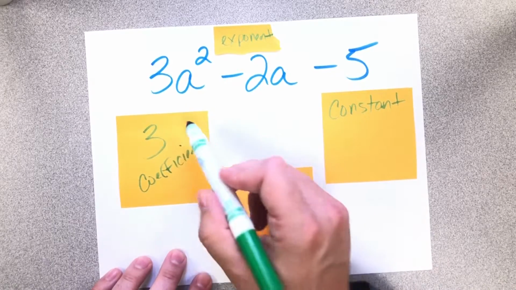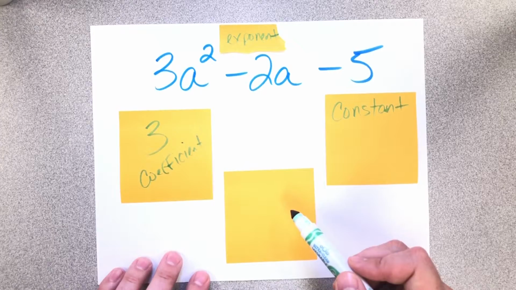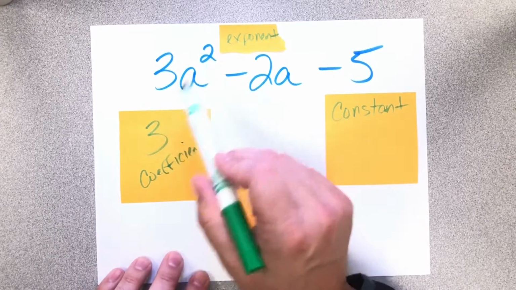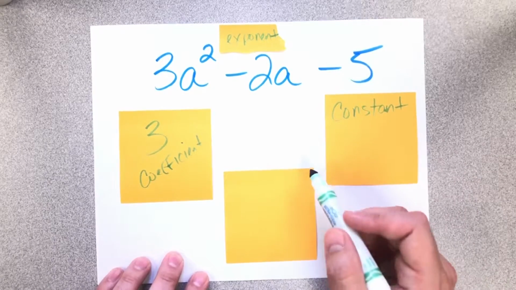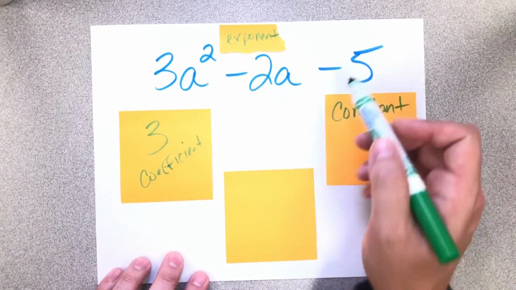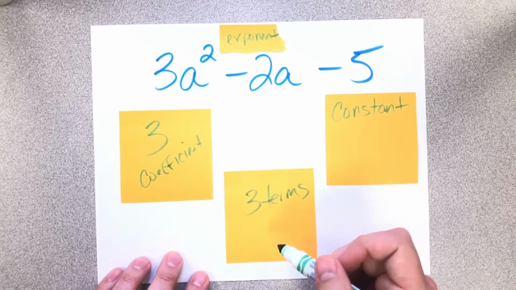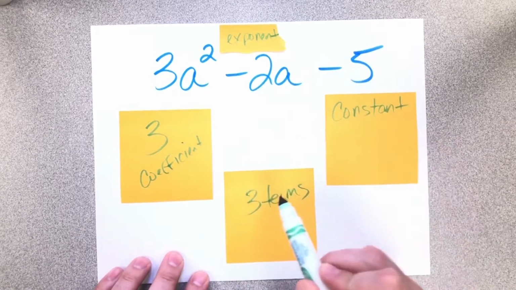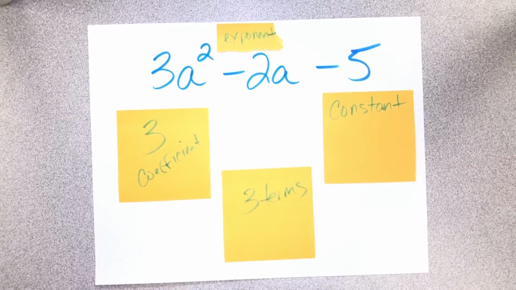Another question that I could ask is how many terms are in this particular expression? And hopefully you recognize 3a squared as one term, -2a as a term, and -5 as a term. There are 3 different terms in this expression that cannot be combined or simplified because they are all different and they are all considered not like terms.